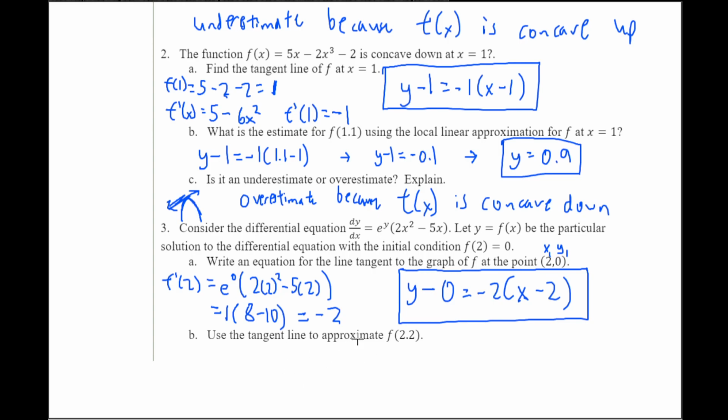Use the tangent line to approximate f of 2.2. So we just plug in 2.2. Y minus 0 is just 0. Y equals negative 2, plug in the 2.2 for x. The inside, 2.2 minus 2, is 0.2, and 0.2 times negative 2 is negative 0.4. So this is your approximation for f of 2.2 using the tangent line at the point x equal to 2.